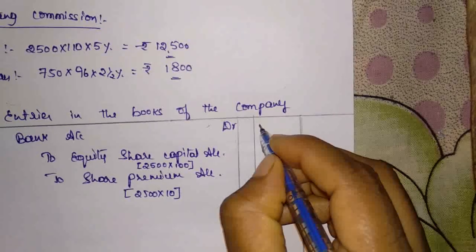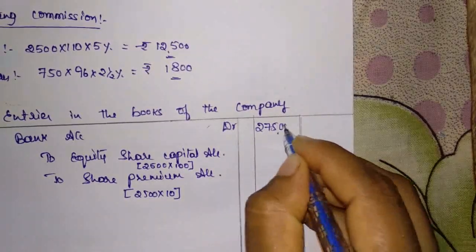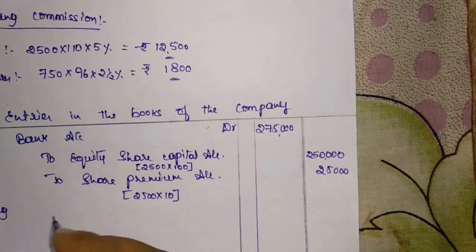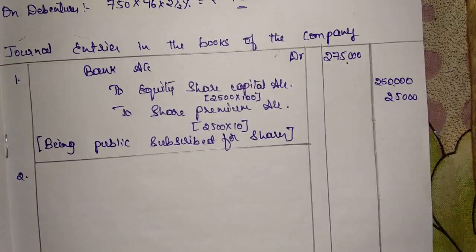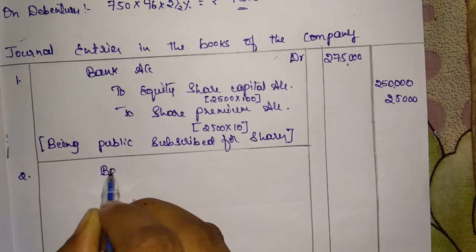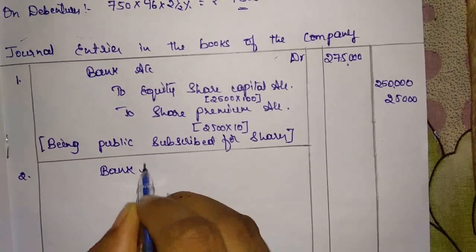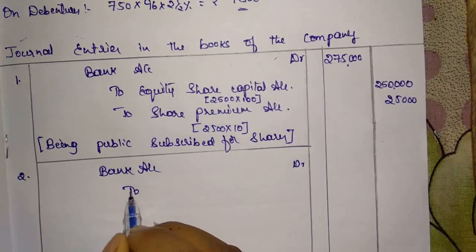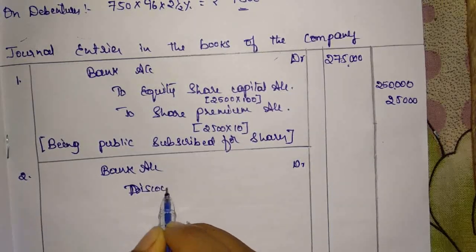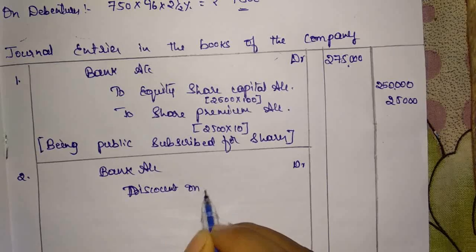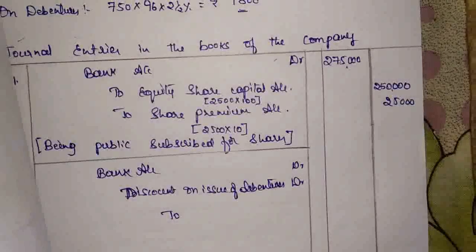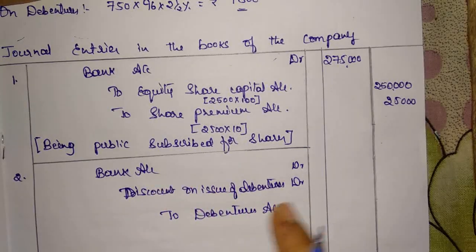Total 2,75,000 remuneration being public subscribe for share. Again, second entry is for getting application for debenture. Entry is bank account debit, discount on issue of debenture account debit, to debenture account.